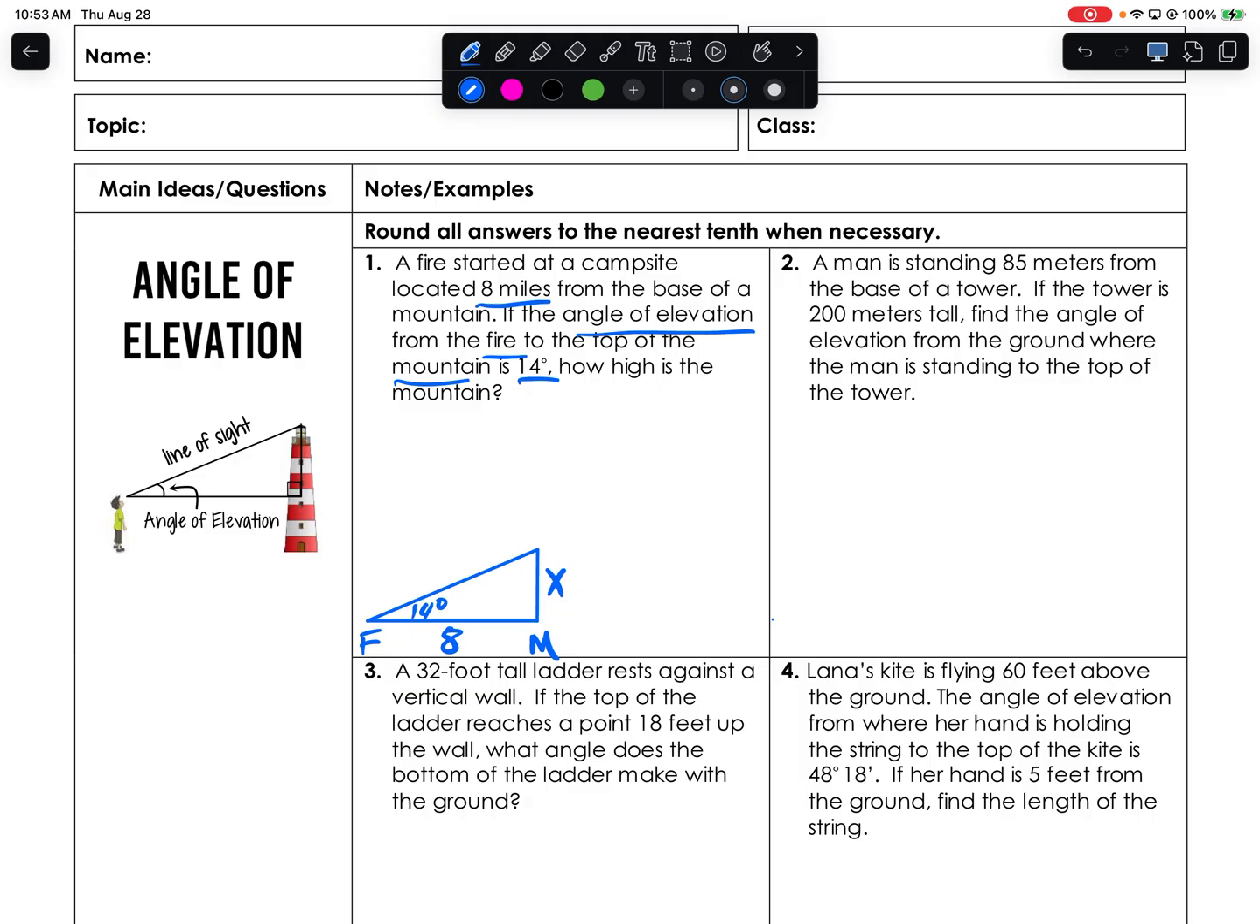What do we use? SOHCAHTOA. Tan. Right, so we have tan 14 equals x over 8. When I cross multiply, I get 8 tan 14 equals x. When I do that, I get 2 miles. That's a tall mountain. Rounded, it's 2.0. You can abbreviate miles.